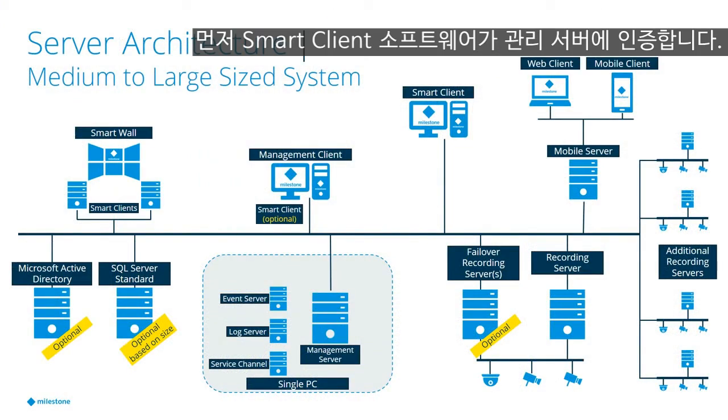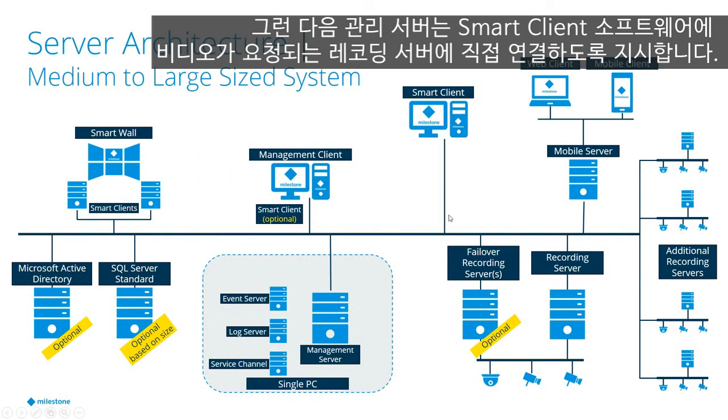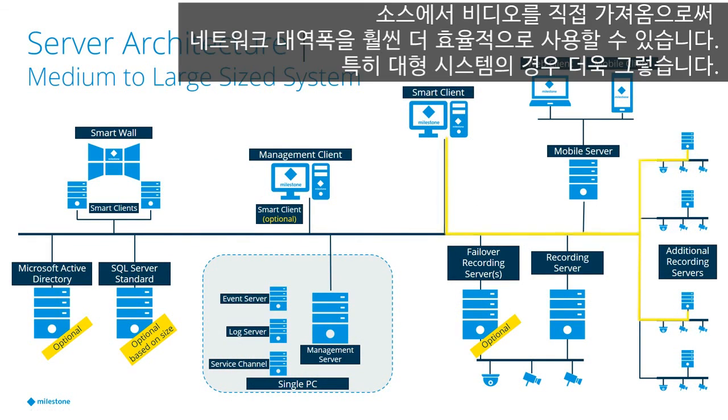First, the Smart Client software authenticates to the management server. The management server then instructs the Smart Client software to connect directly to the recording servers from which the video is being requested. By retrieving the video directly from the source, this results in a much more efficient use of network bandwidth, particularly so on larger systems.